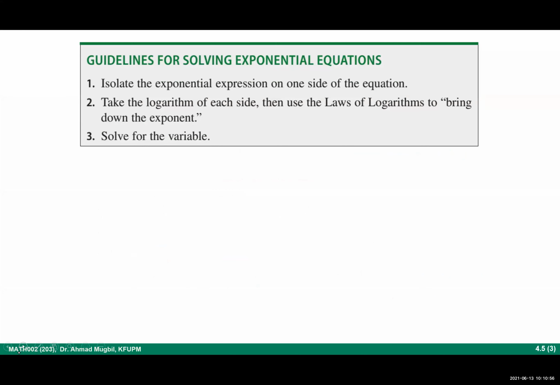Now, not all the equations are easy like example 1, so you need a strategy for that. The strategy here consists of three guidelines. Step number 1, isolate the exponential expression on one side. Try to have your exponential expression on one side. Then take the logarithm of each side and use the laws of logarithms to bring down the exponent.